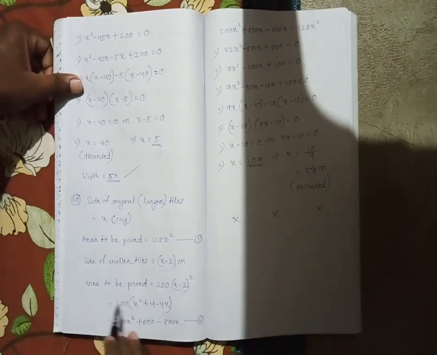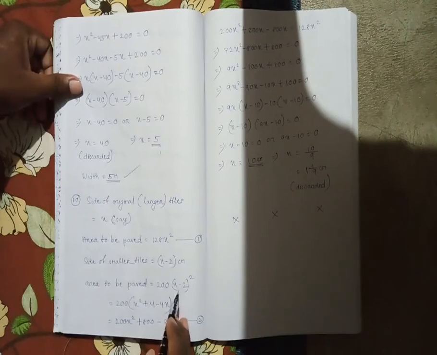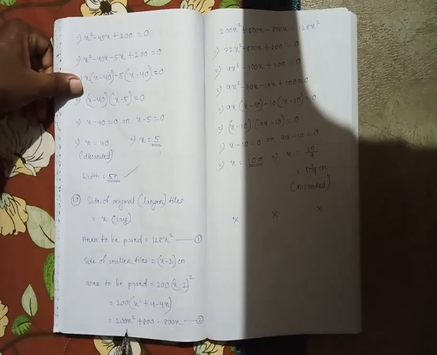So area to be paved this time will be number of tiles multiplied by area of each tile. Now what is the number of tiles required? 200. What is the area of each tile? X minus 2 whole square, side square. Okay, so 200 into x minus 2 whole square, which will give us 200x square plus 800 minus 800x. Let it be equation 2. Okay, now the tiles may be of different size, the number of tiles may be different, but the area that is paved is same. Okay, that means we can equate equation 1 and 2.